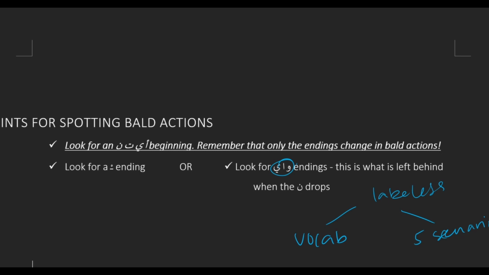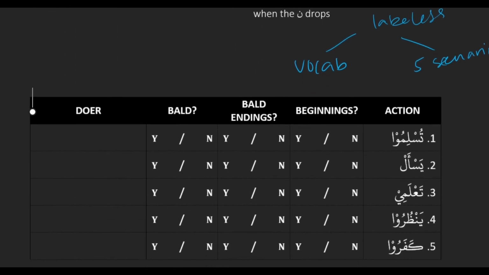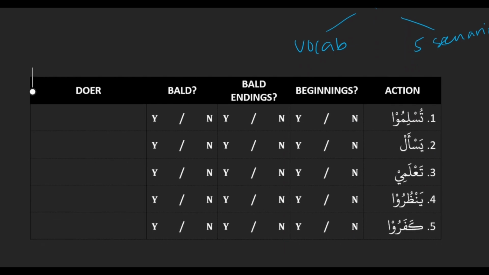Ready to try recognizing some bald actions? You're going to tell me if it has a present tense beginning, and if it has a bald ending. Based on that, you'll tell me if it's a bald action, and then we'll find the embedded doer. So it's only the endings that change in the present tense. We're still required to have hamza, ya, ta, or nun at the beginning. The beginnings remain untouched. It's only the endings that change, and it's those particular changes we saw: u becomes sukun, nun drops.